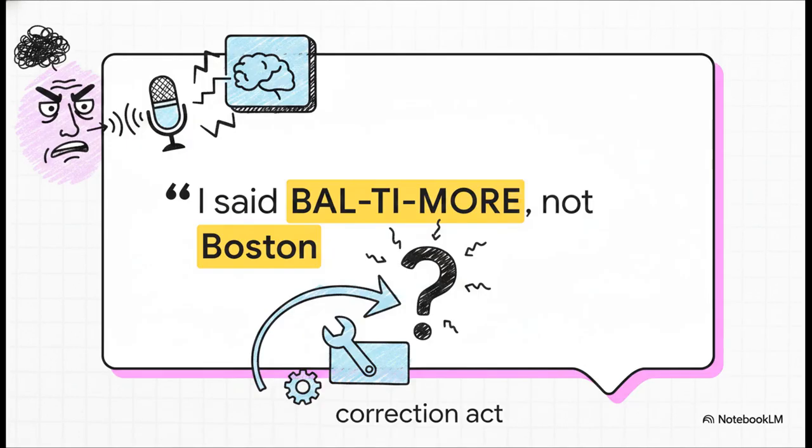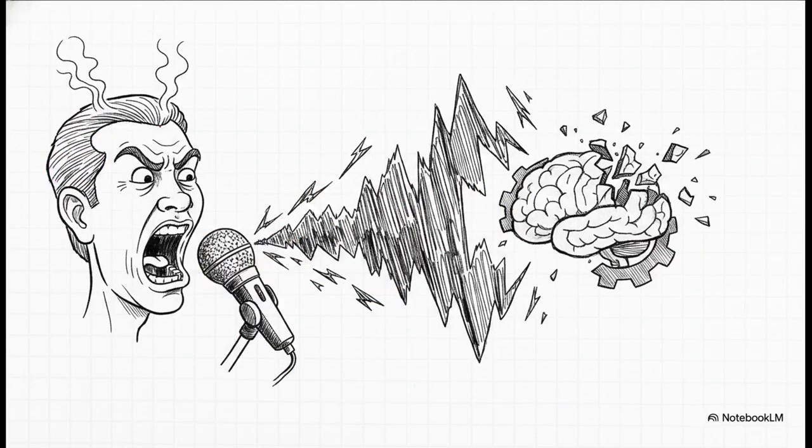But hey, we've all been there. What happens when a machine completely botches it and you have to issue a correction act? This is actually a massive headache in speech recognition because humans react very predictably to being misunderstood. This is absolutely fascinating. When we get frustrated, we do this thing called hyperarticulation.